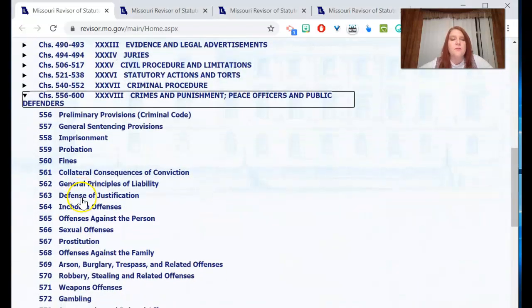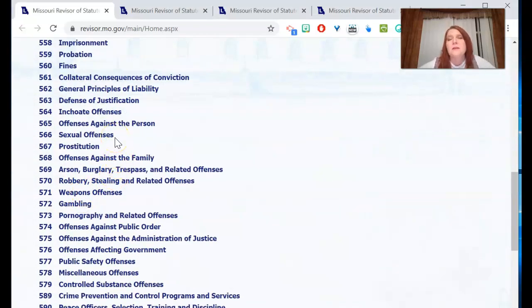When you click on that, you've got all kinds of different categories, and these are things that we've already talked about in this class, such as offenses against a person, sexual offenses, prostitution, arson, burglary, trespass, robbery, stealing. So all those things are in here. We're going to look at a couple of these just to break down how you analyze them, because statutes are written in some kind of crazy language. And I'm going to expect you to be able to interpret those statutes.